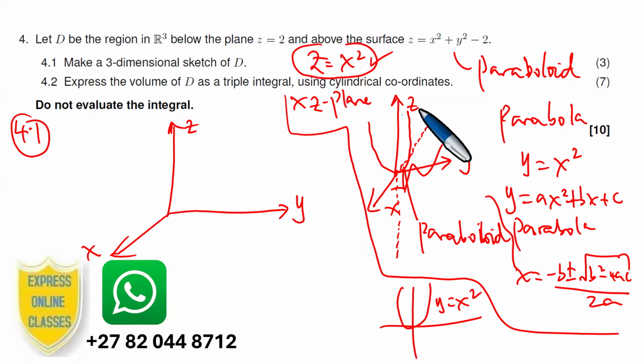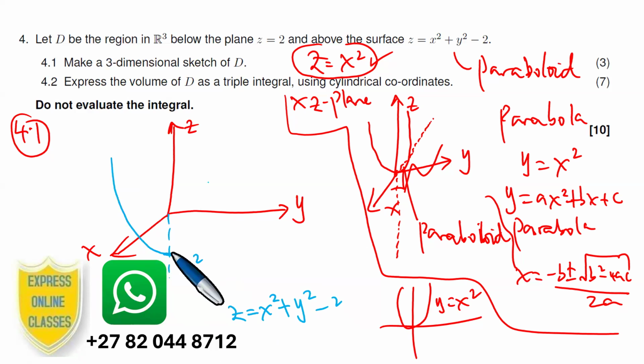Now obviously if we look at the equation, z is x squared plus y squared minus 2. So when these are both 0, then z is minus 2. Which means that we're going to have the following. So you're going to sketch like this, and then you're also going to sketch like this. Right, so this is the situation.